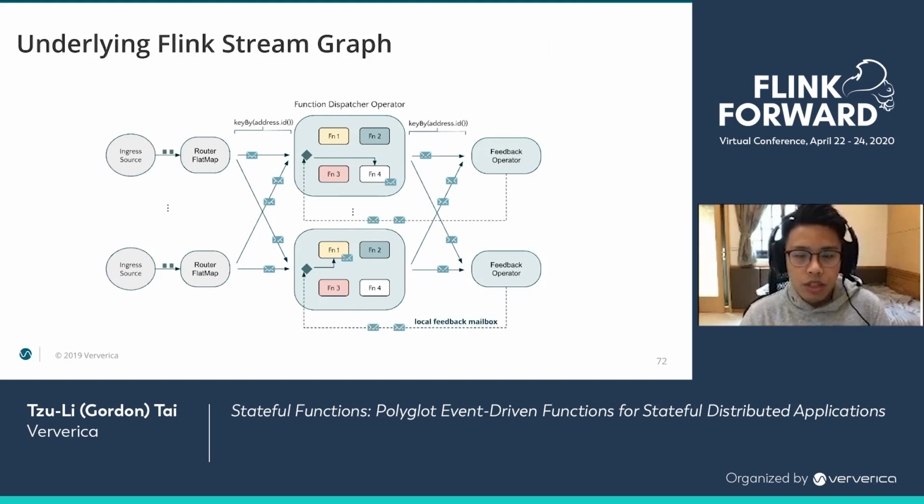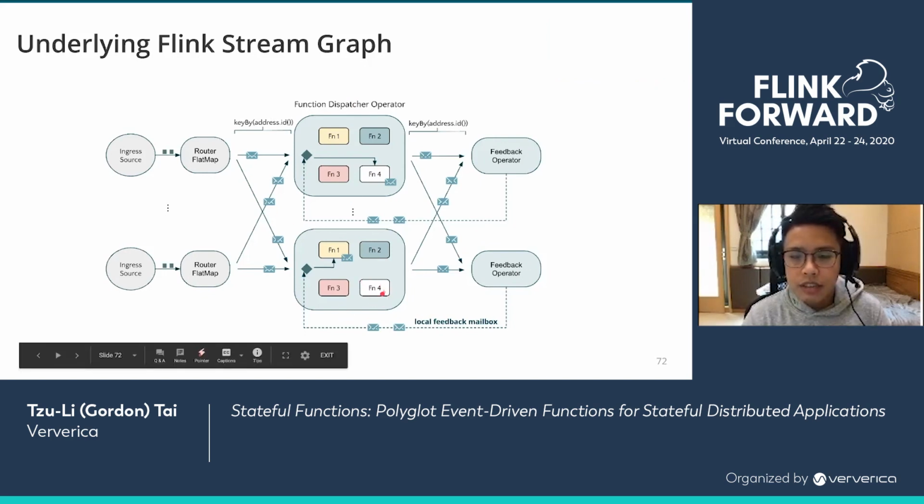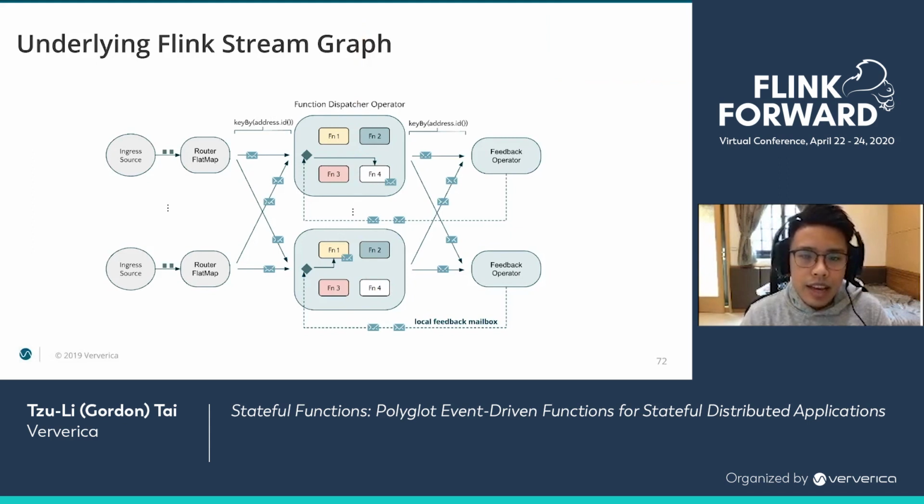When the feedback operator receives an envelope, it puts the envelope into a process-wide mailbox, which the co-located function dispatcher operator also has access to. So let's say function 1 here wants to send a message to another instance of function 4. Now let's say that based on the partitioning, that target instance of function 4 lives in a different partition. So what happens then is that the outgoing message is shuffled to that subtask's feedback operator.